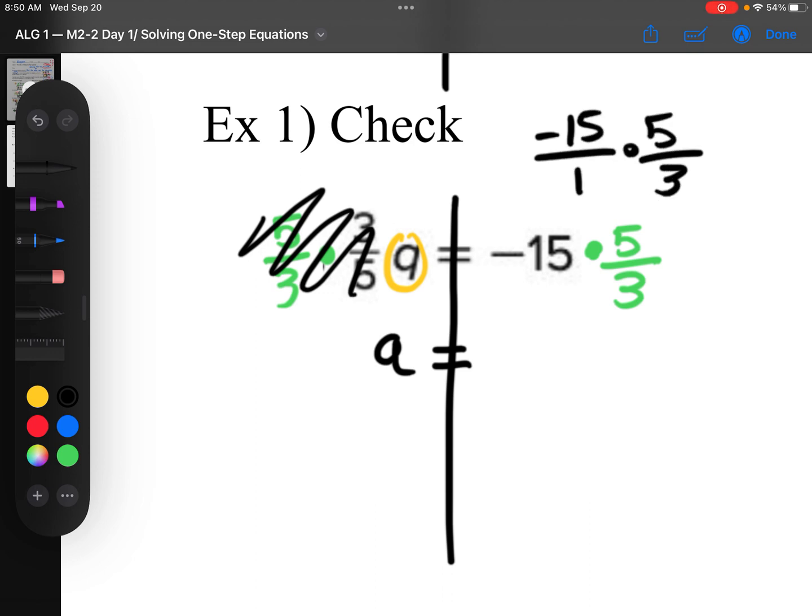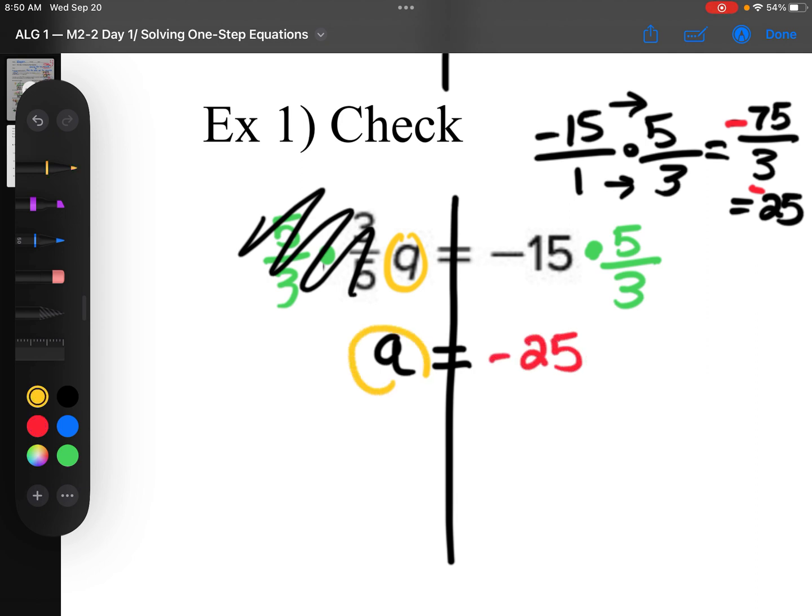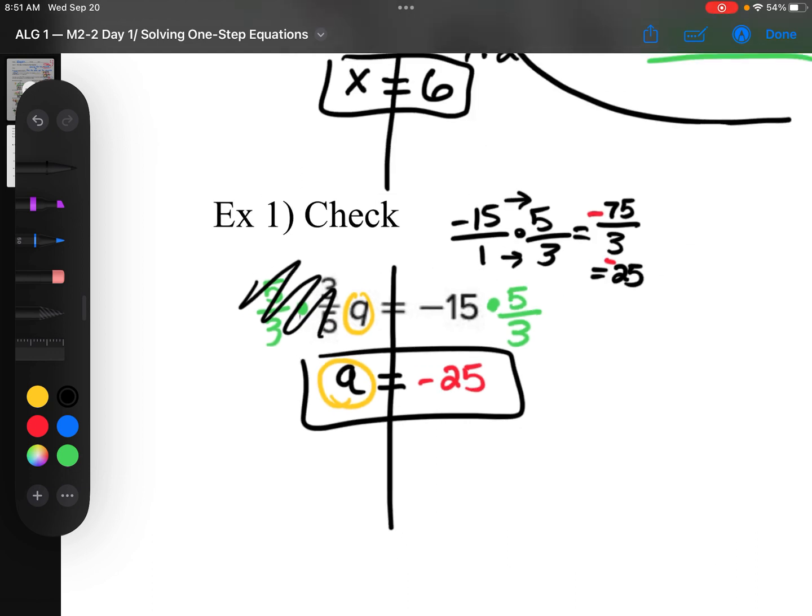When you multiply fractions, you multiply straight across. So negative 15 times 5 would be negative 75, and 1 times 3 is 3. So 75 divided by 3 would be equal to 25. And don't forget, I have a negative here, which means my answer is going to be negative. So Q would be equal to negative 25. All right, we solved that one by multiplying by the reciprocal.